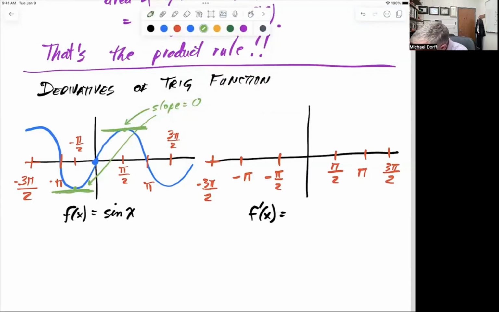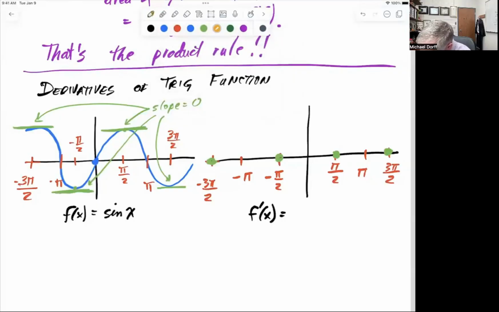So that means on the graph of the derivative, it should be 0 at pi over 2 and 0 at negative pi over 2. All right, and we can also see that we're going to have a horizontal tangent line here, at negative 3 pi over 2 and at 3 pi over 2, all those are going to have 0. So we put in zeros there and there. All right, what happens in between those values?